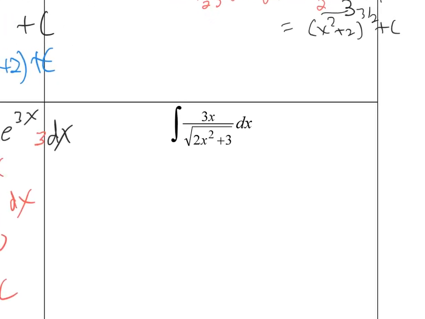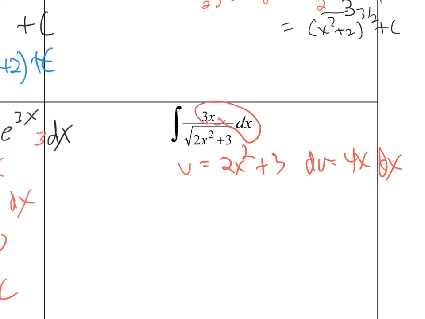I see a rational function again. So I'm thinking u should be in the bottom and du should be on top. At least that's what I'm praying for. Let me see if it's going to work. Let u equal 2x squared plus 3, and du should be 4x dx. Well, it's almost there. The 3 doesn't really need to be there, but I need to add a 4.